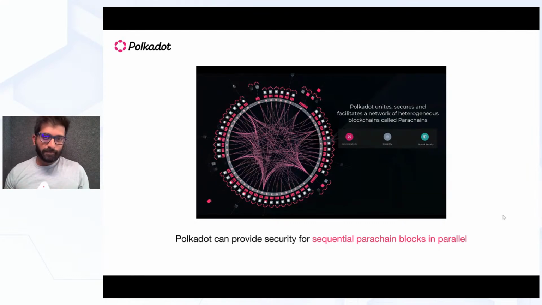Broadly speaking, Polkadot provides security for sequential parachain blocks in parallel. The logo that we share almost everywhere has a graphic with a bunch of parachains running in parallel. All of them are submitting their blocks to the relay chain, and in today's session, I'm going to explain how those blocks get finalized, and how all of these individual parachains, which are blockchains, are going to interoperate in harmony.